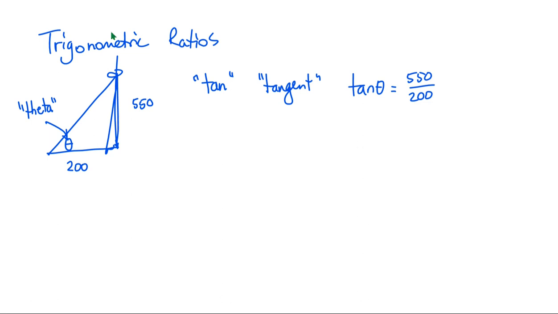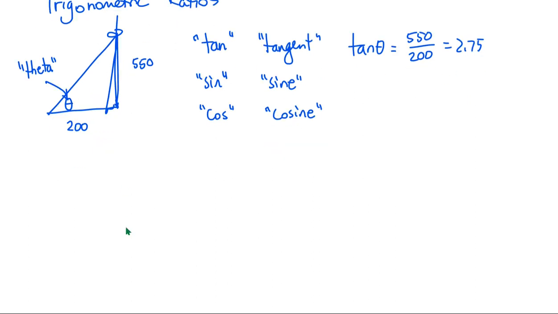So I'm just going to use my calculator. 550 divided by 200 is 2.75. So the ratios will always be the same. If I took a triangle that was double this size, side length, the ratio is still the same. So that is called the tan ratio. There are two other ratios. This one is called sine, and this one is called cosine, COS, which is short for cosine. And now I'm going to draw a new picture and show you all three ratios. So suppose I have a triangle.